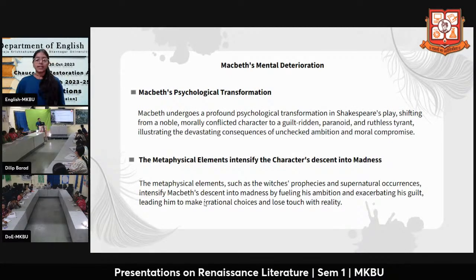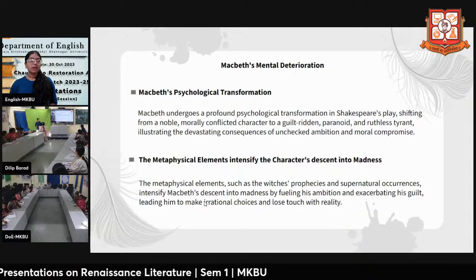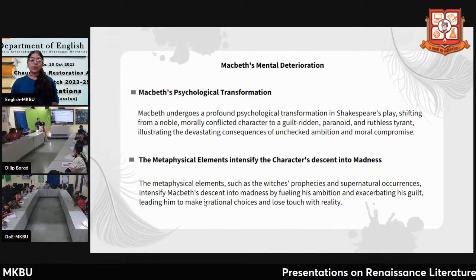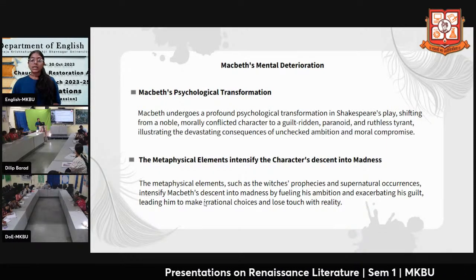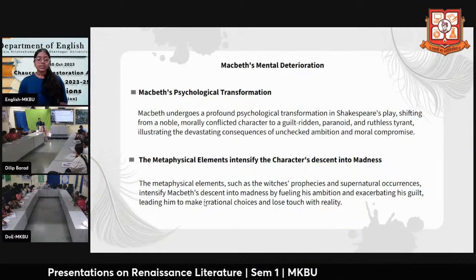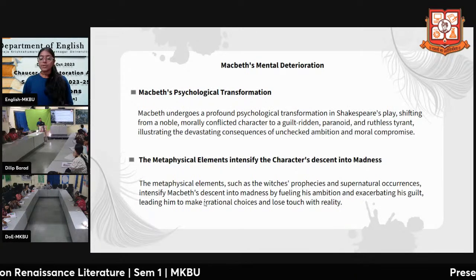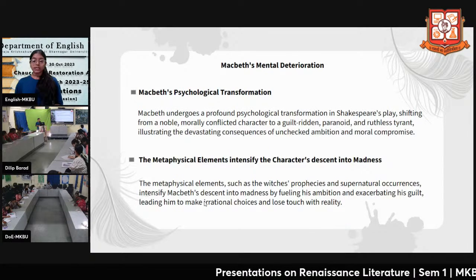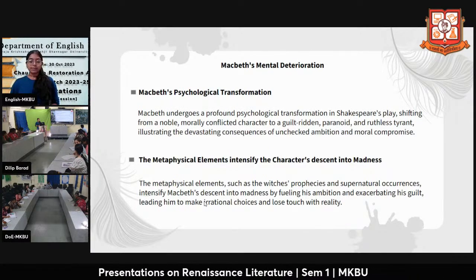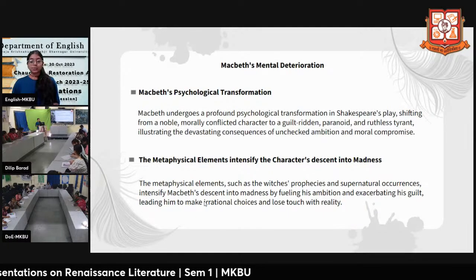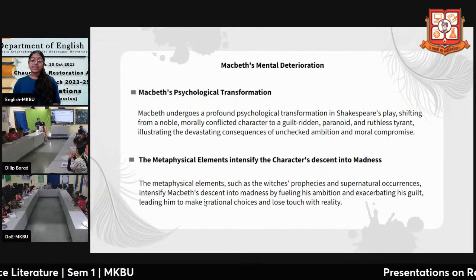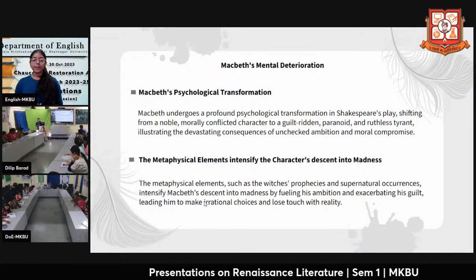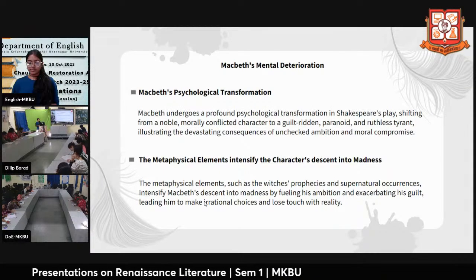Macbeth's mental deterioration, Macbeth's psychological transformation. Macbeth undergoes a profound psychological transformation in Shakespeare's play, shifting from a noble, morally conflicted character to a guilt-ridden and ruthless tyrant, illustrating the devastating consequences of unchecked ambition and moral compromise. The metaphysical elements intensify the character's descent into madness. The metaphysical elements, such as the witches, prophecies, and supernatural occurrences, intensify Macbeth's descent into madness by fueling his ambitions and his guilt, leading him to make irrational choices and lose touch with reality.